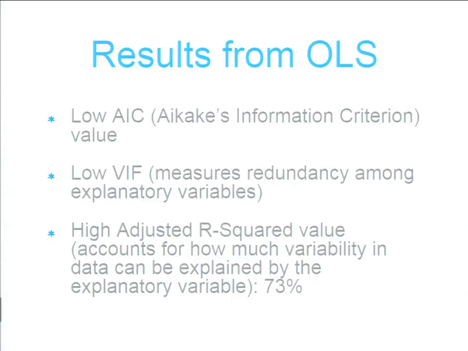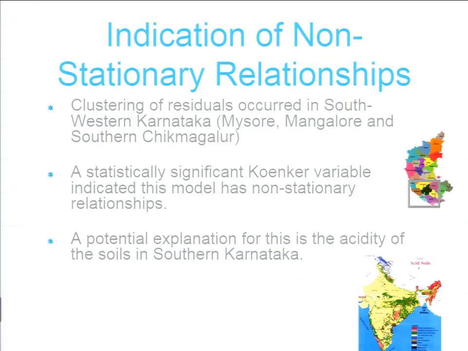So this is my result from my preliminary analysis. I got a relatively high R-squared value, meaning that a lot of the variability in the data can be explained by my explanatory variables. However, there was a cluster of residuals in a certain area of the state of Karnataka, which suggested that there may be a key explanatory variable that's missing from my model.